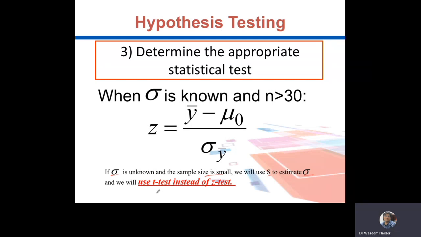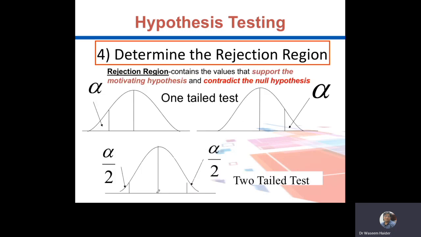Number 4, we determine the rejection region. Rejection region contains the values that support the motivating hypothesis and contradict the null hypothesis. For a one tail test to the right, rejection region is right side of the curve. For a one tail test to the left, it is on left hand side of the curve. And in a two-tail test, alpha is divided into 2 equal halves, and we go for both the tails. Our value obviously resides in any of them.